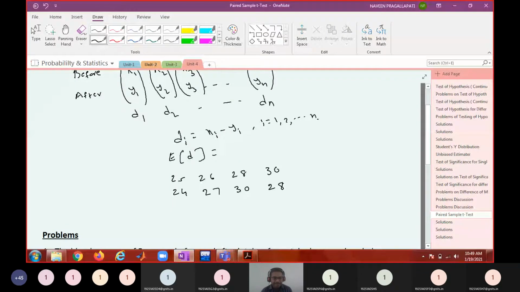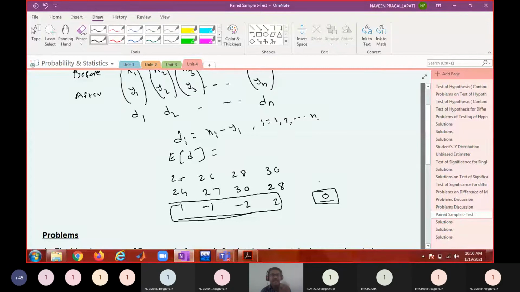What is the difference? What is the signed difference? 25 minus 24 is 1, and 26 minus 27 is minus 1, 28 minus 30 is minus 2, 30 minus 28 is 2. Then what is the average of these differences? 0, right? So on the whole, there is not much difference.